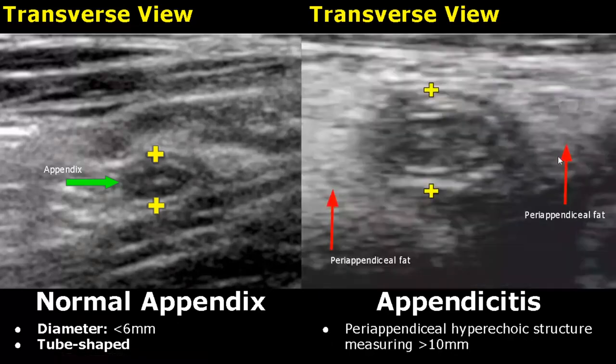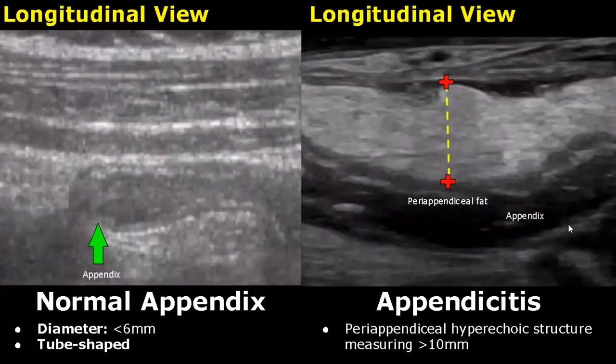This periappendiceal hyperechoic fat structure will usually be measuring greater than 10 millimeters. It will look like a thick layer of fat surrounding the inflamed appendix. Here is a longitudinal view showing hyperechoic fat structure measuring greater than 10 millimeters.